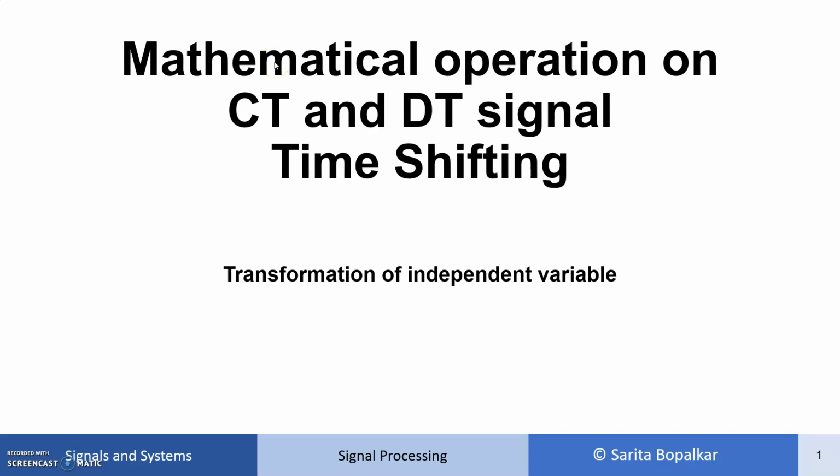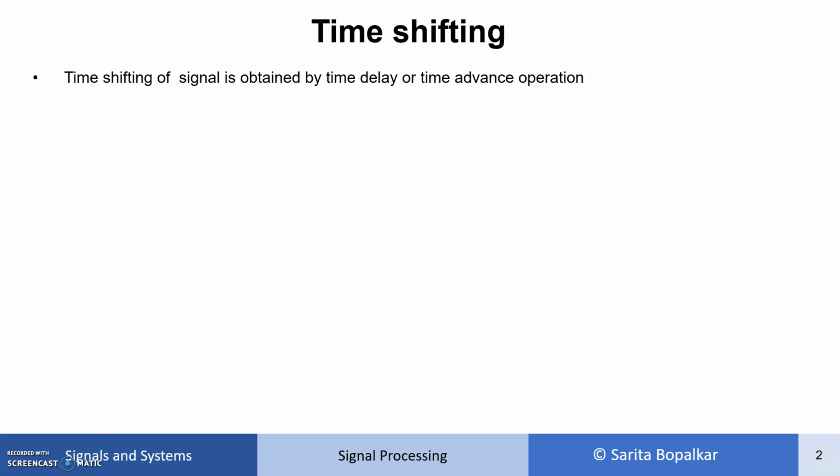Hello, today we are discussing mathematical operations on continuous time and discrete time signals, and the operation we are discussing is time shifting. It is an operation on time, so we can call it transformation of the independent variable, that is time. Let's start. Time shifting of a signal is obtained by time delay and time advance operations. That means there are two time shifting operations, time delay and time advance.